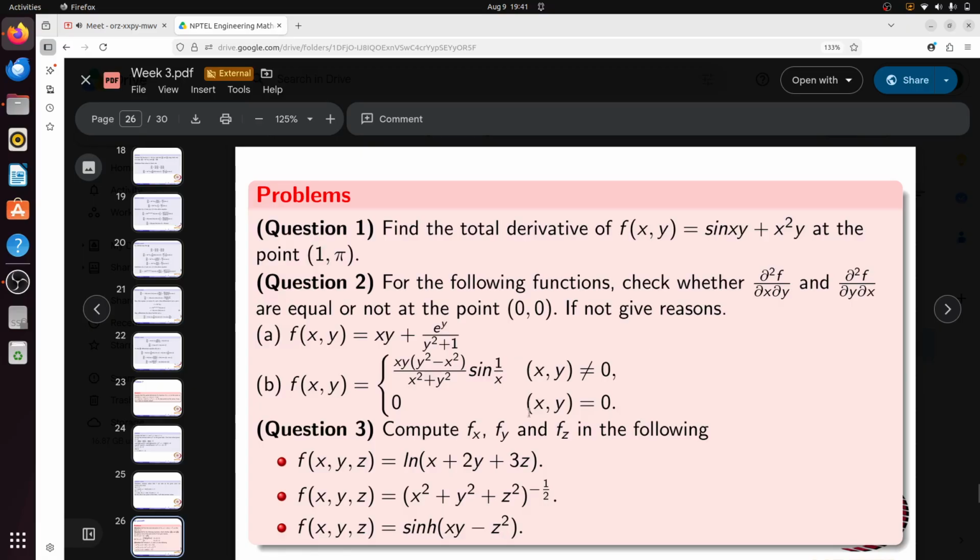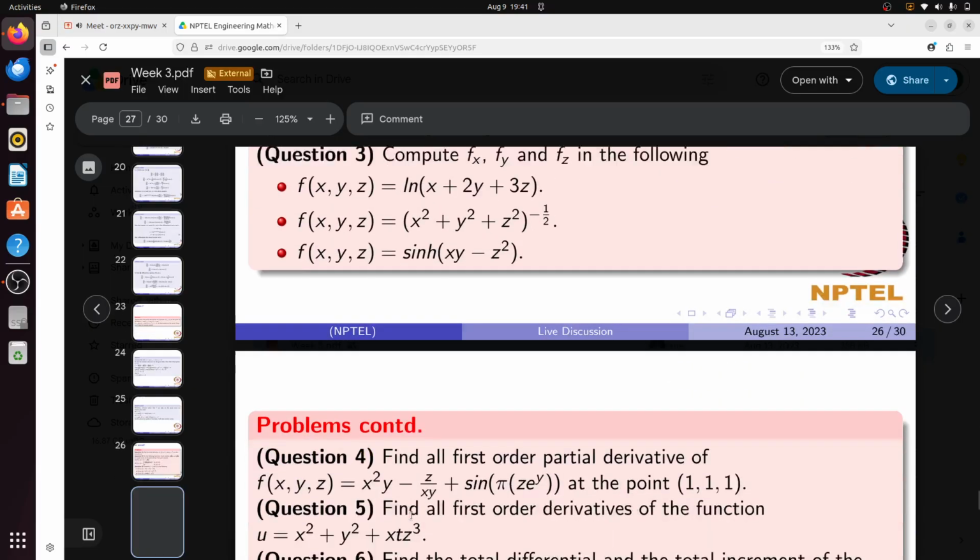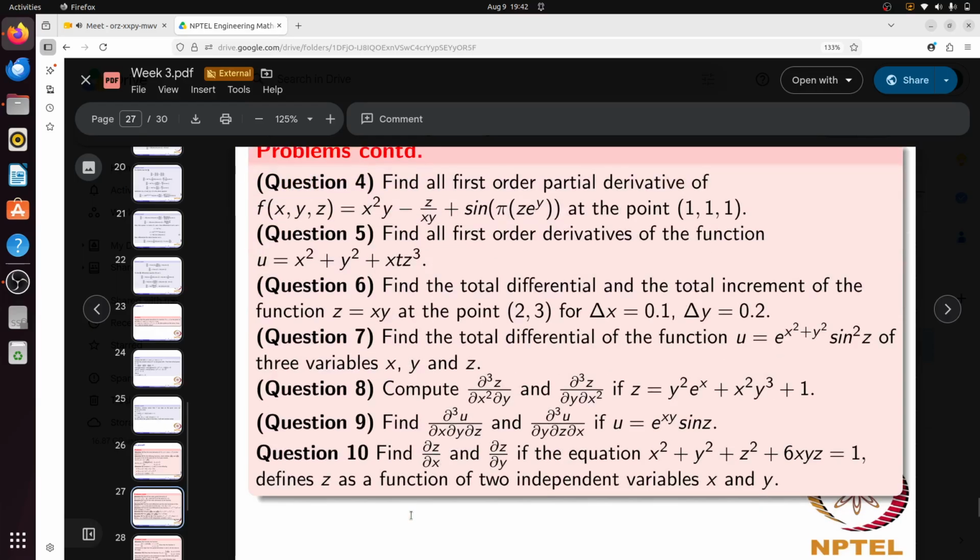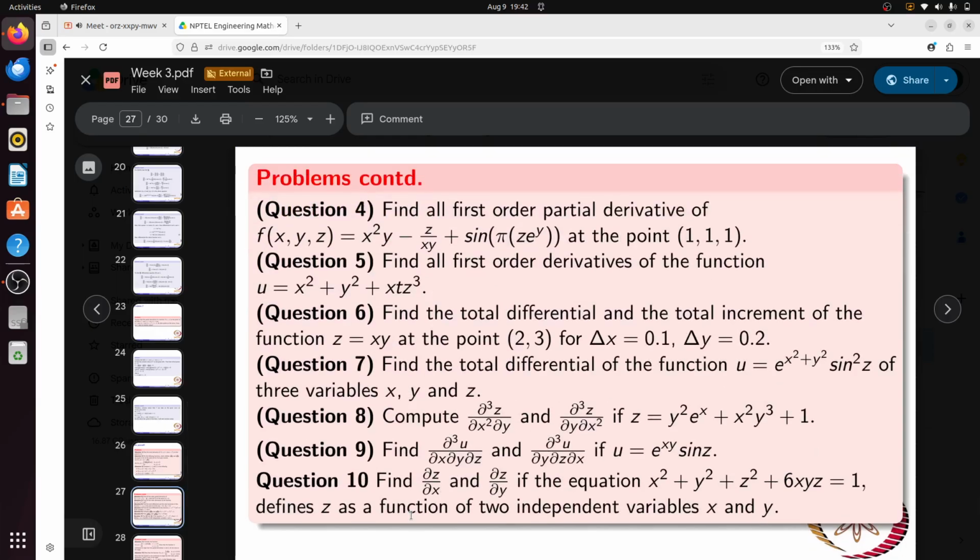So these are some problems, exercises for you. Please solve them, take a screenshot and solve them. Compute fx, fy, fz. These are very easy problems. Fx, y, z are explicitly mentioned. Question 4, 5, 6, 7.